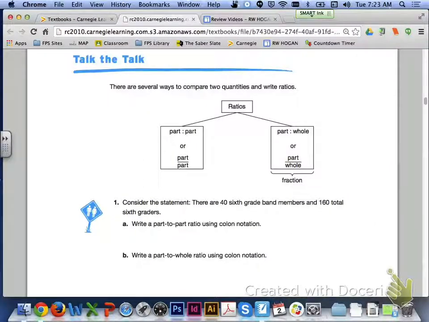Your homework for tonight is going to be the Talk the Talk activity on page 321 and 322. I would like you to do number 1 and number 2. Please know that number 2 continues on to the next page. You have letters A through F that you need to complete.